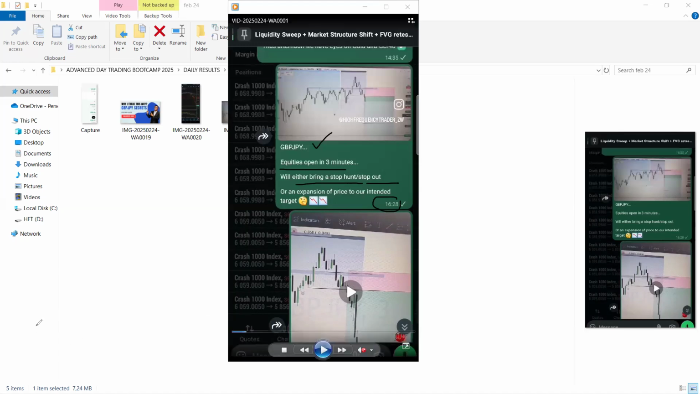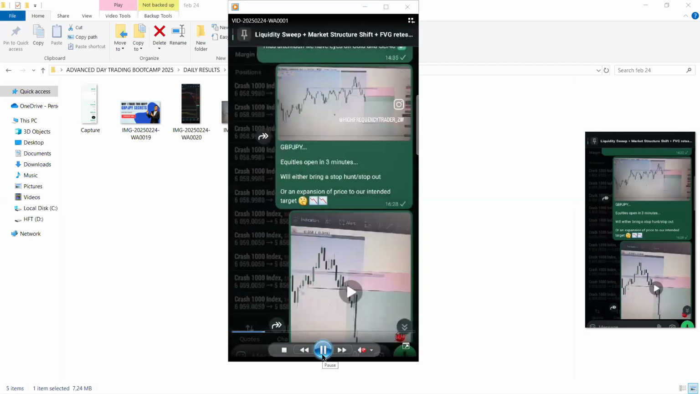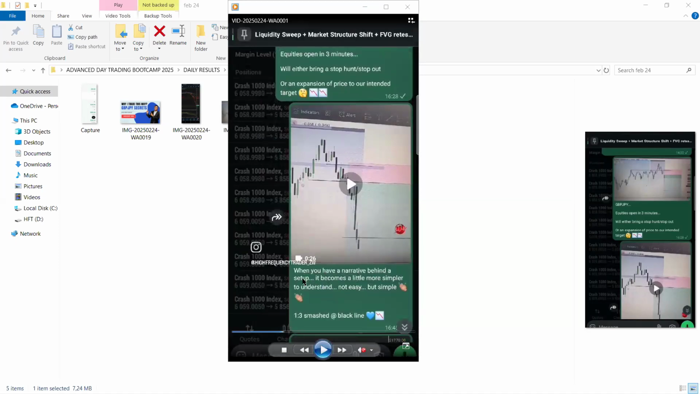So after that, let's clear this. Okay, this was the setup. I think you see this was the trade running. So when you have a narrative behind the setup, it becomes a little simpler to understand. Of course, it's not easy, because when your trade is running, there's a lot of emotions which go through your mind. So that's normal for a day trade. I'm sure you guys will agree. So it just makes it a little bit easier if you have a narrative or story behind your setup. Not easy, but it just makes it simple.